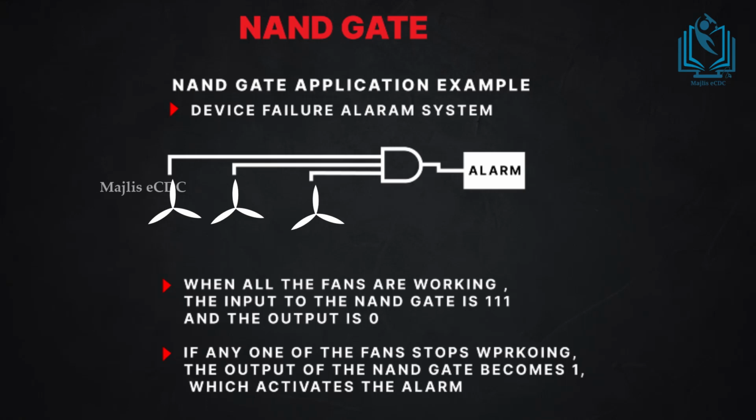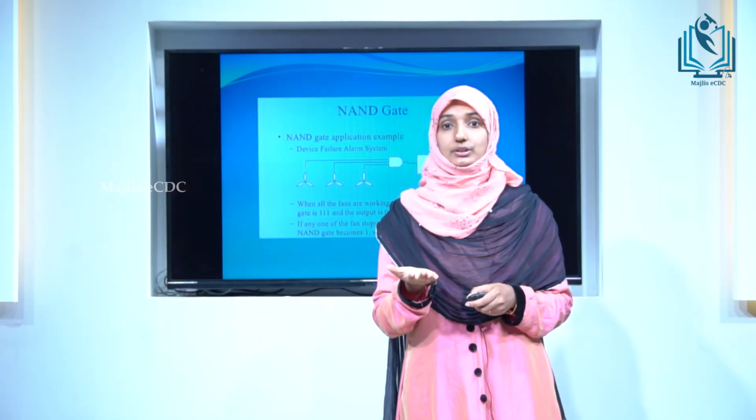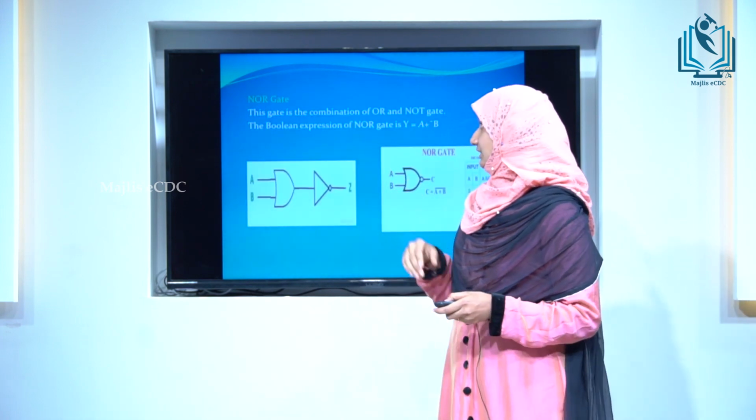This is an example of a NAND gate. Here a device failure alarm is connected. When all the fans are working, the input of the NAND gate is in the 1 1 1 state, that means its output will be 0. If any one of the fans stops working, the output of the NAND gate becomes 1, and the alarm will be switched on. And the next one is the NOR gate.